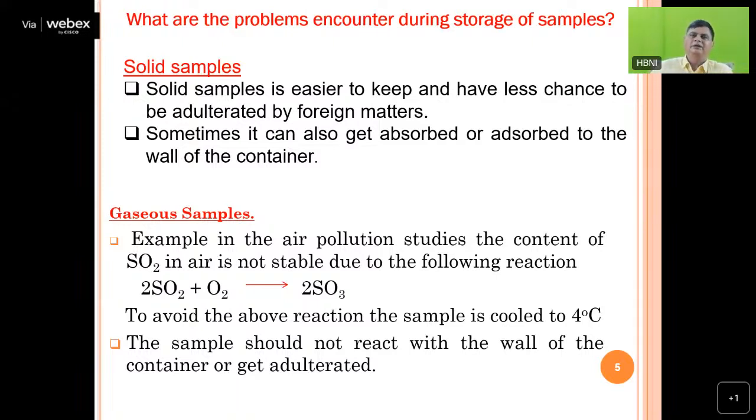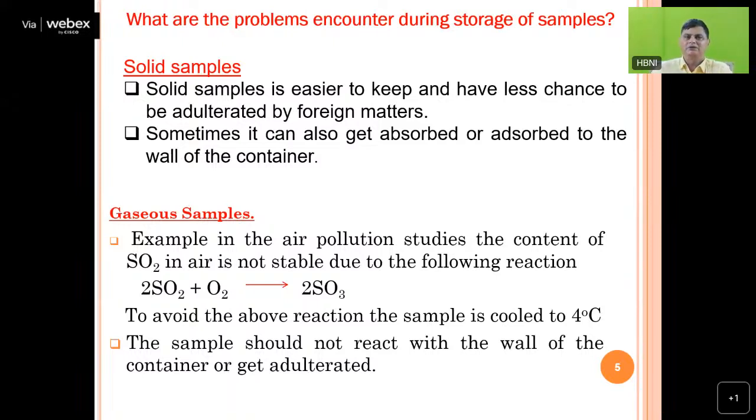Okay. So sometimes, as I told you, the analyte can get absorbed or adsorbed to the walls of the containers. So that is the precaution you have to take. As I told you some time back, there is a need to prevent sample decomposition. So sometimes it's necessary to maintain the temperature.